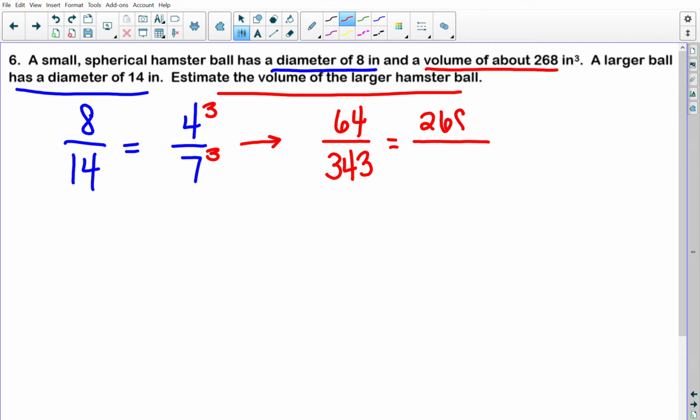268 over x. And you may be asking, how did you know that 268 was in the numerator there and not the denominator? And I knew that because the numerator of this ratio is the 8. And they told me that the hamster ball that had a diameter of 8 had a volume of 268. So those have to go together. So now I'm going to proceed by cross multiplying.